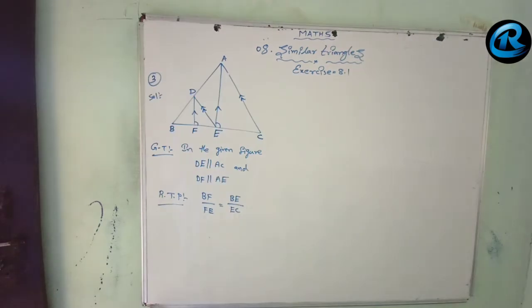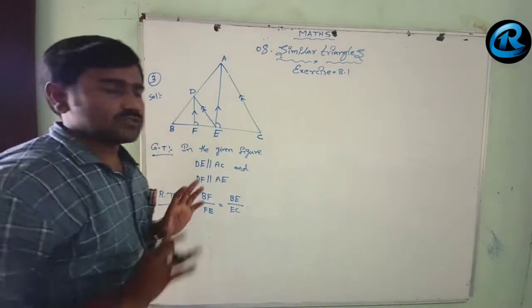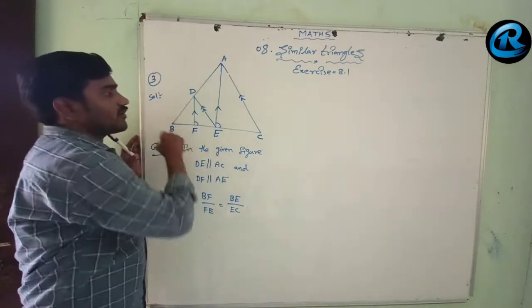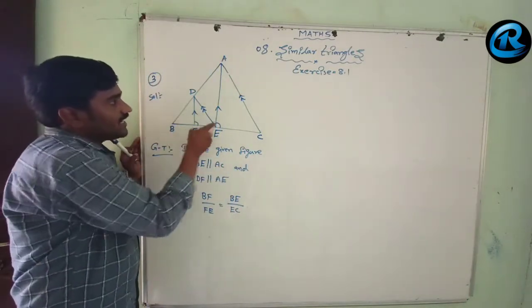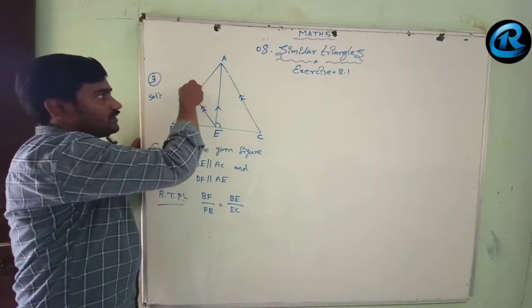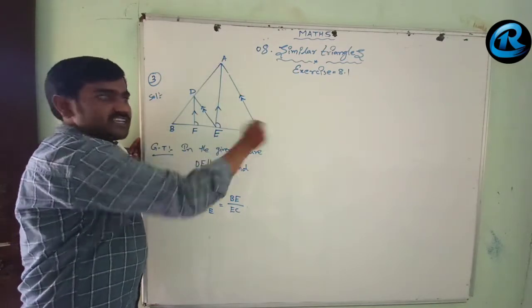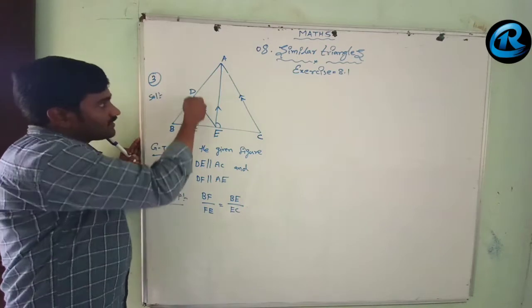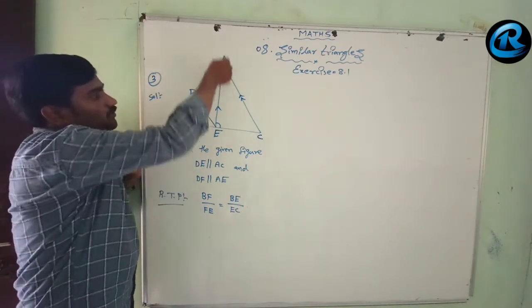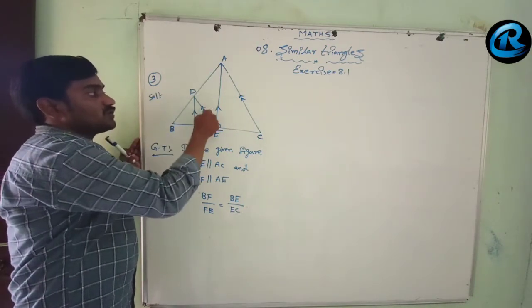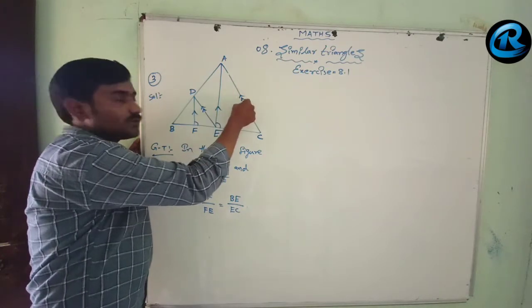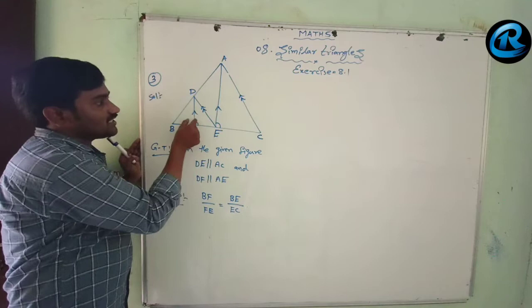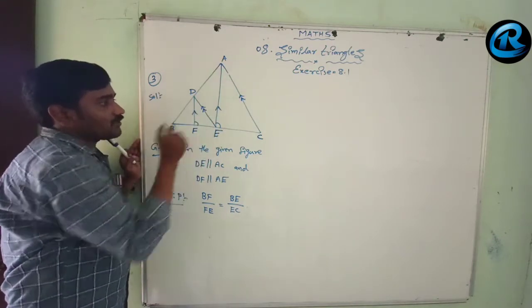Now let us go for question number 3 here. See, question number 3 is very easy. Here they have given a triangle ABC. In this figure, DE is parallel to AC, and BF is parallel to AE. Here I have shown two arrows, which means DE is parallel to AC. Here one arrow mark means DF is parallel to AE.